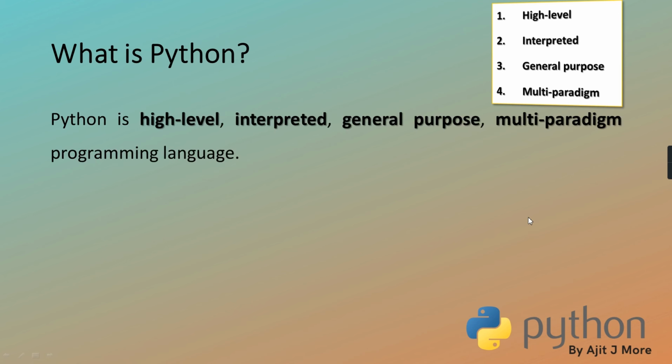I hope it is clear that Python is high level. Why? Because it is closer to English. Interpreted. Why? Because it takes the code, converts it to bytecode, and then that bytecode is converted line by line into actual machine code by the PVM, and then given to the underlying processor for execution. General purpose, because it can be used in any application. And multi-paradigm, because you can write structured script, procedure oriented script, or object oriented script.